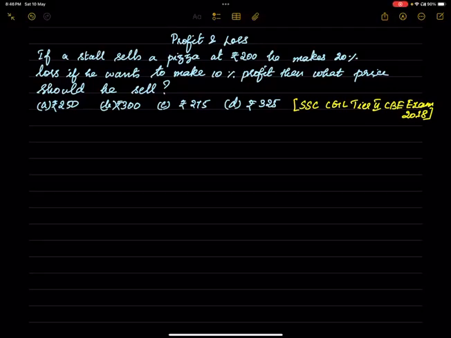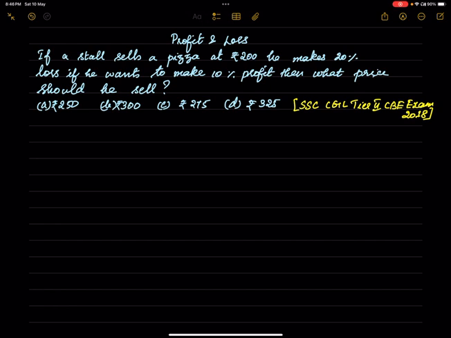I'll do one problem from the topic profit and loss. I have taken this question from the book Quantitative Aptitude by Dr. R.S. Agarwal. This question they asked during the year of 2018 in SSC CGL Tier 2 CBE examination. Four options are also given in this problem. We have to solve the problem and find out the correct answer.